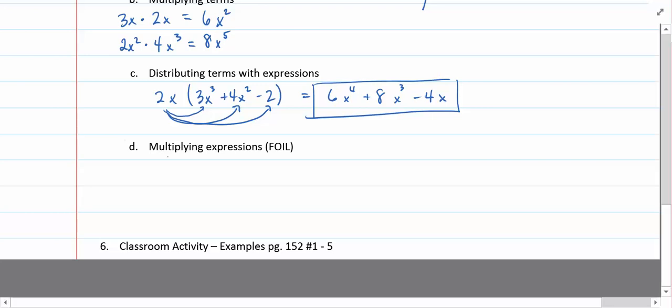We'll talk about multiplying expressions using the FOIL method if we need to tomorrow. Otherwise, we will work on examples on page 152, numbers 1 through 5. This comes from a textbook that I have, so you may not have access. We'll distribute that tomorrow in class.